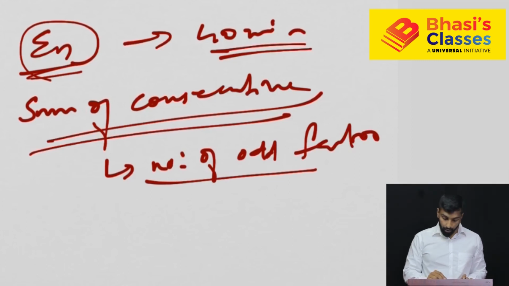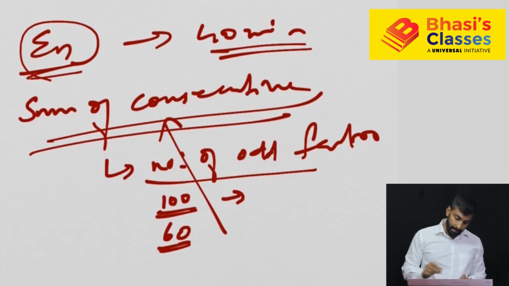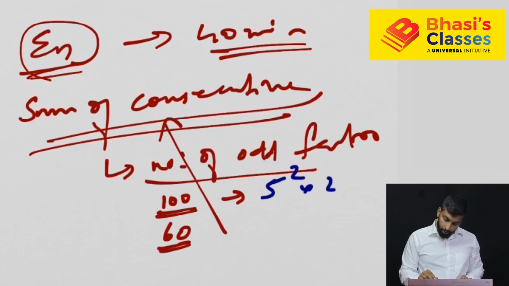So if you need to know how many ways 100 can be written as a sum of consecutive natural numbers, it means the odd factors of 100. How many ways 60 can be written as a sum of consecutive natural numbers means how many odd factors of 60 there are. You know how to find odd factors, even factors, etc. We have already discussed this. 100 is actually 5 square into 2 square. How many odd factors are there? 3 odd factors.